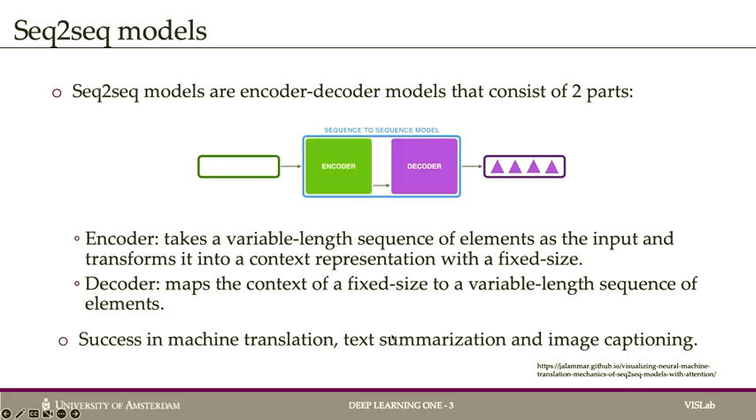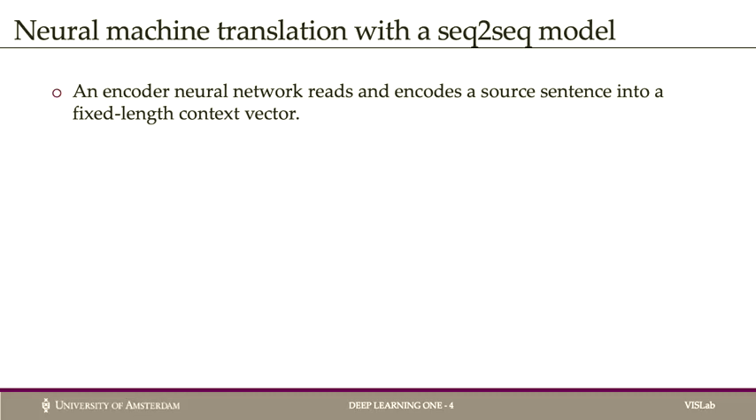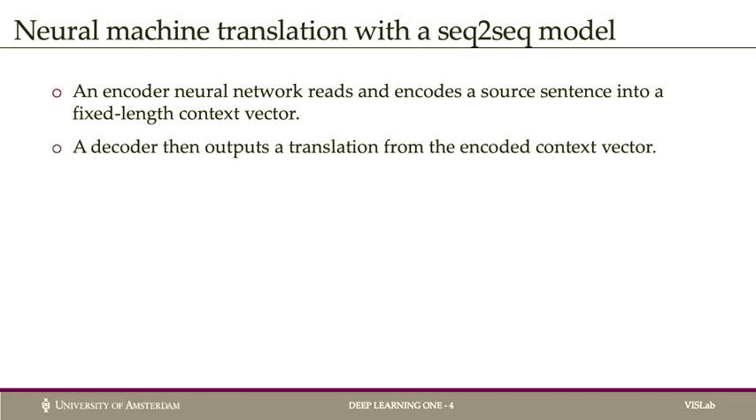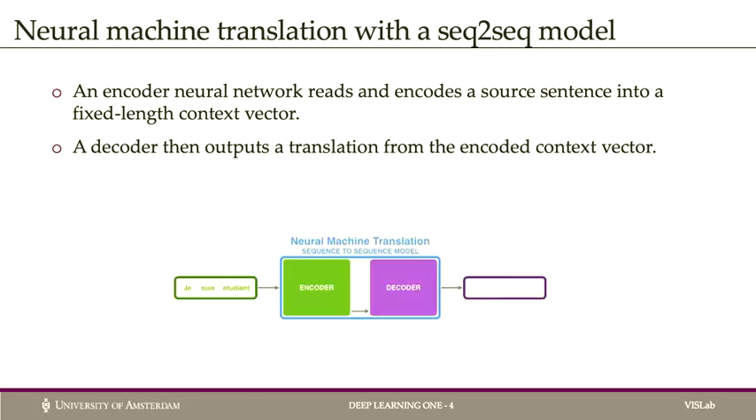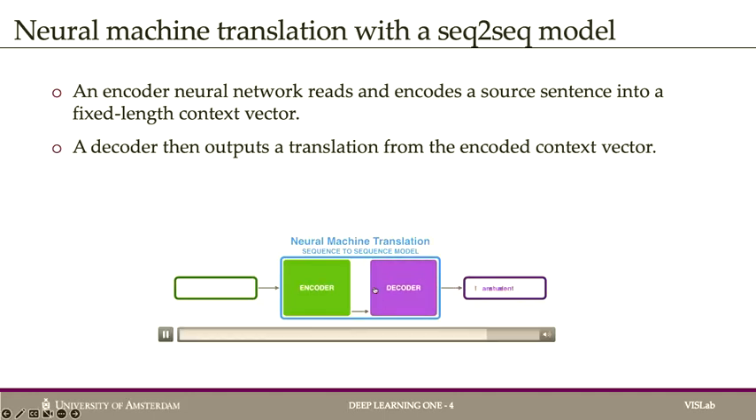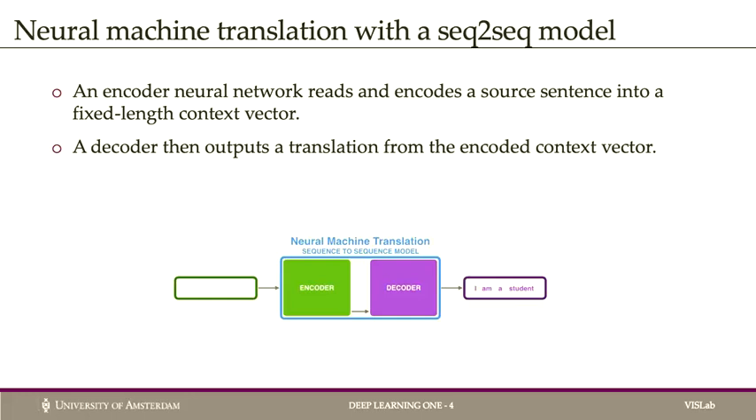This kind of encoder-decoder structure had huge success in many tasks like machine translation, text summarization, image captioning, and so on. We're going to take machine translation, which is basically translating sentences, let's say from French to English, as an example. So, neural machine translation with a sequence-to-sequence model. Here, the encoder neural network reads the source sentence into a fixed-length context vector, and then the decoder outputs a translation from this context vector. Here we have an example, a French sentence, je suis étudiant, taken as input in the encoder. It produces the context representation that we saw here, and then the decoder translates this French sentence word by word into English. So this is how translation works.